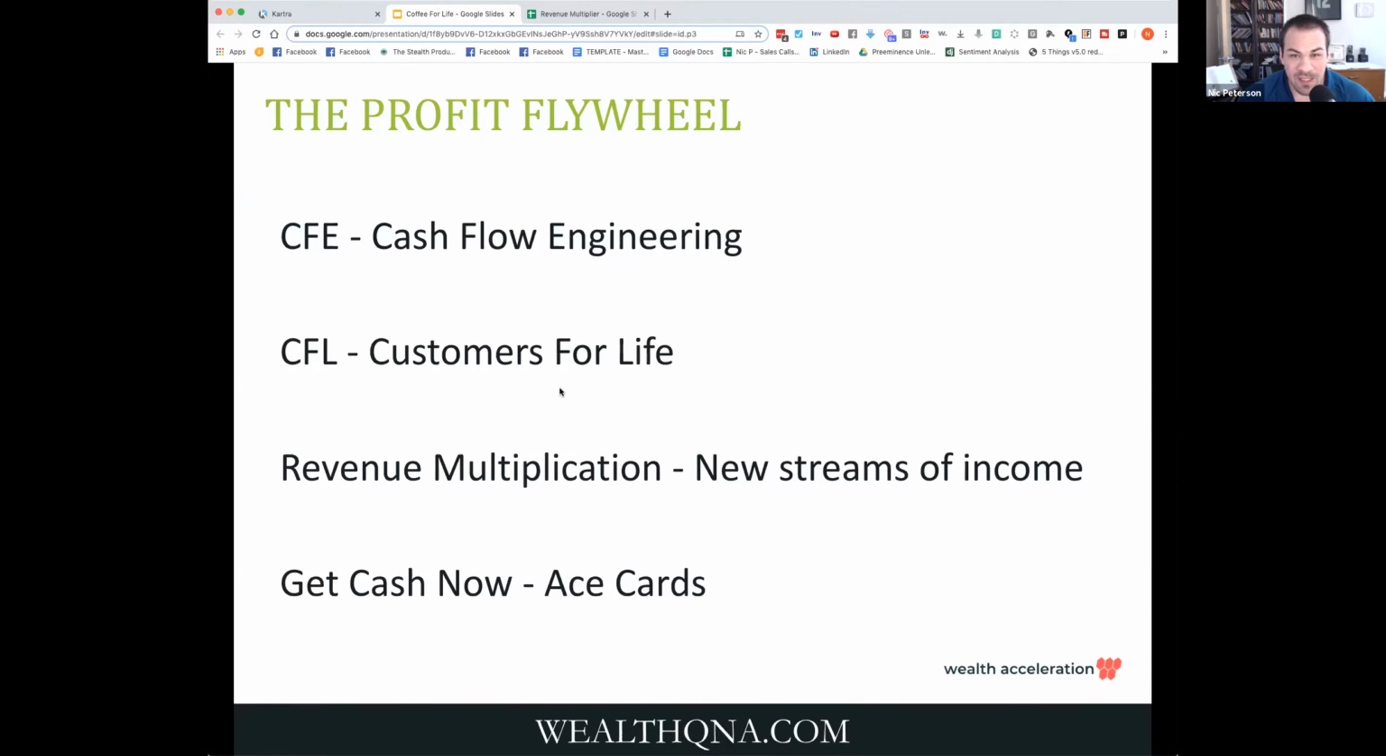It is cash flow engineering, which is essentially getting closer to things that matter to you, like improving your profit and making sure that it is getting reallocated to things that matter in a way that makes sense. Customers for Life. You should know what Customers for Life is if you're here today.